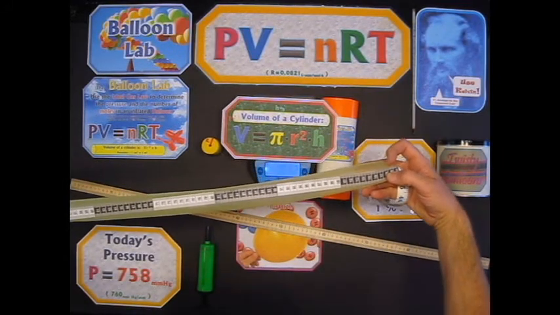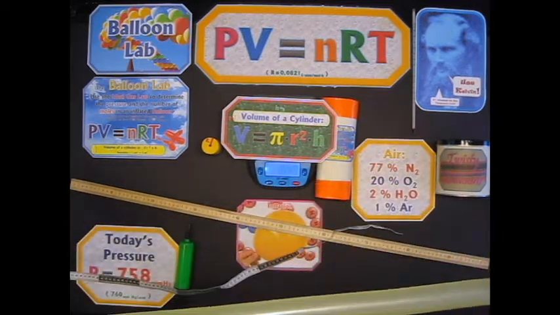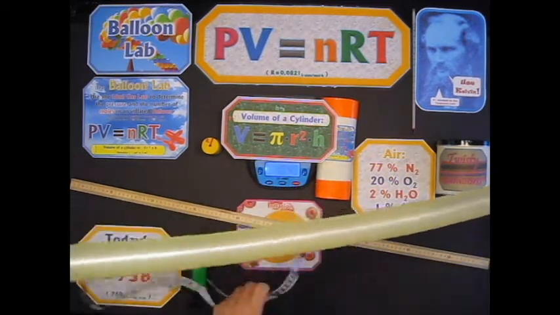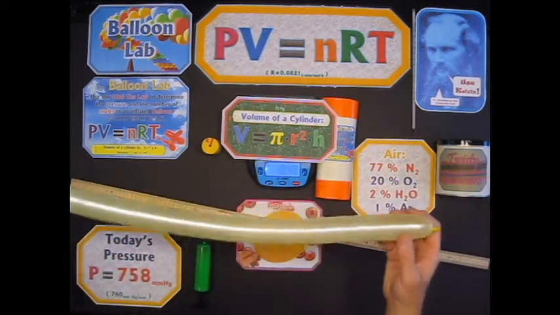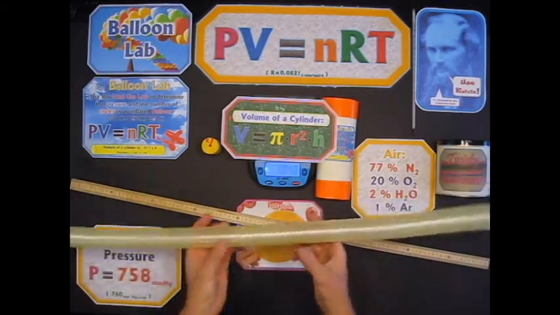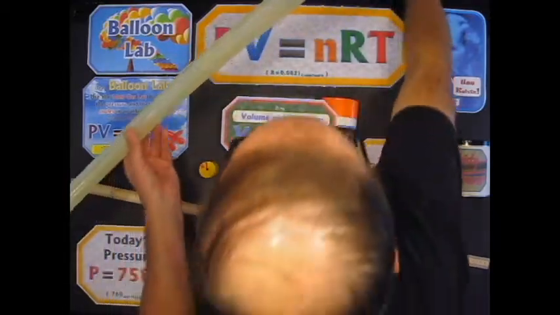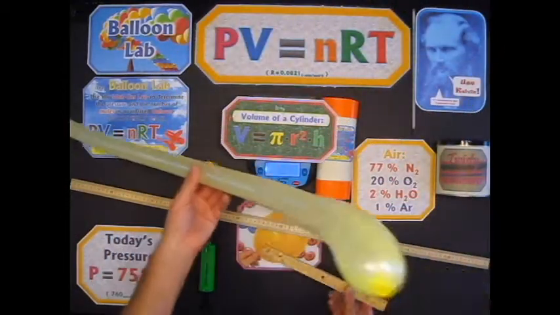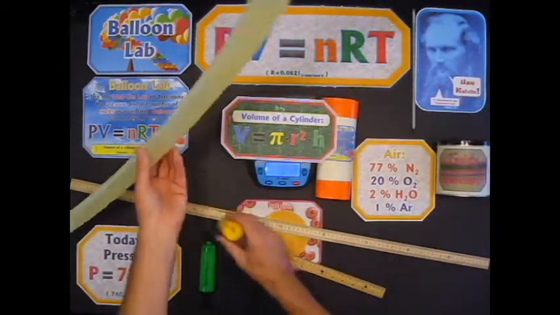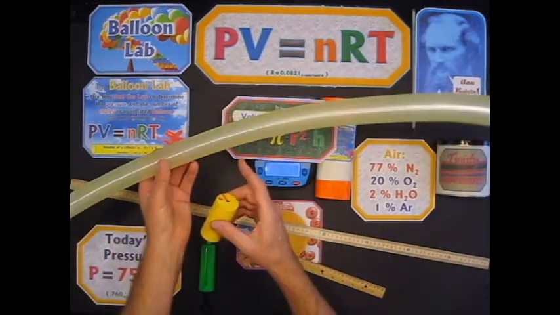I would say about 108 centimeters. 108 centimeters is my h. Okay, that's my h. Now what about my r? Well, it's kind of hard to get in there and measure r because it's inside the balloon. Notice that there's no easy way to get in there.